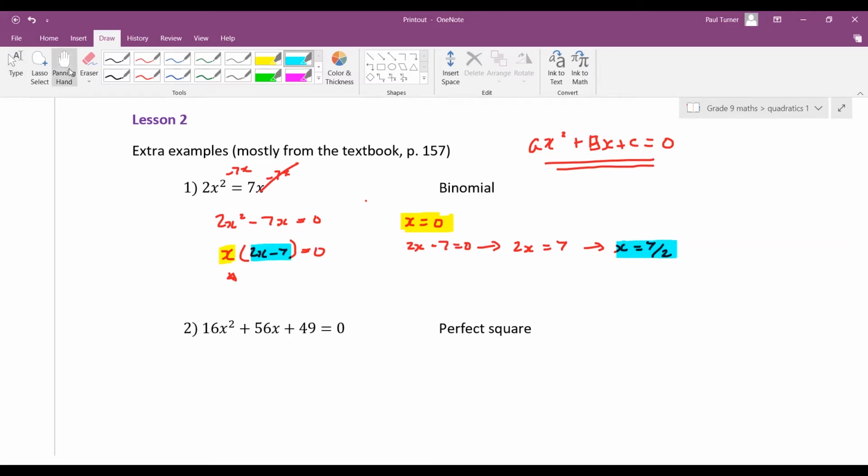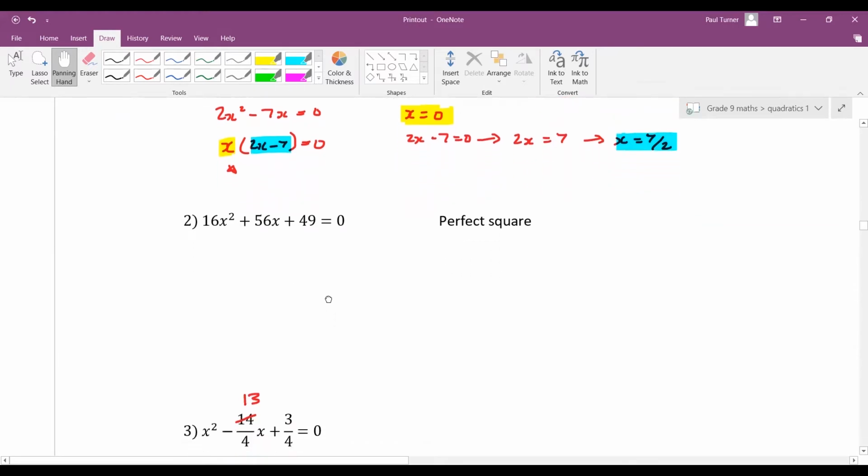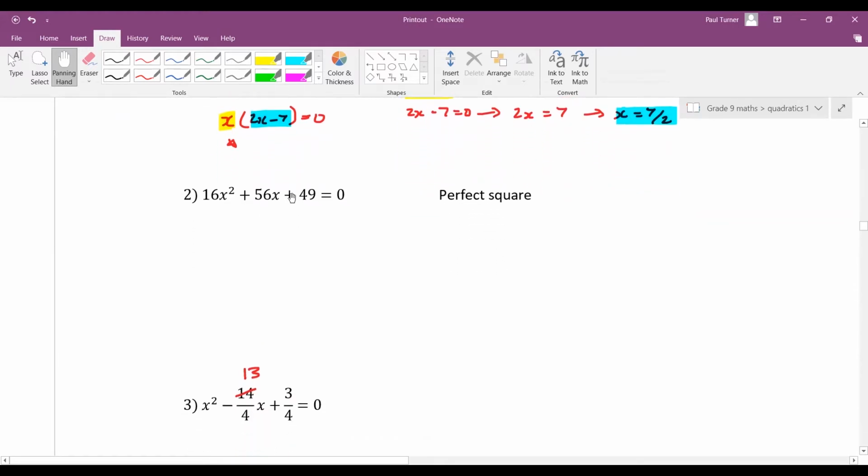Okay, so probably the simplest question you're going to get. That's a binomial question, only two terms. So this one here, it looks kind of complicated because you've got really big numbers, but you should observe that these can be written as power 2, can't they? So that's the first thing that we see. So we suspect maybe it's a perfect square, okay? Because we can write this as 4x all squared, and 49 is 7 squared.